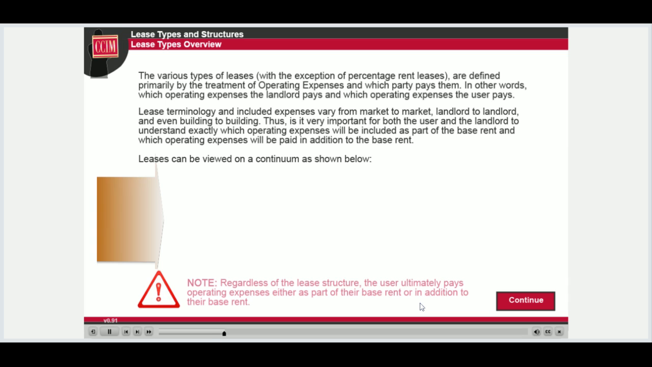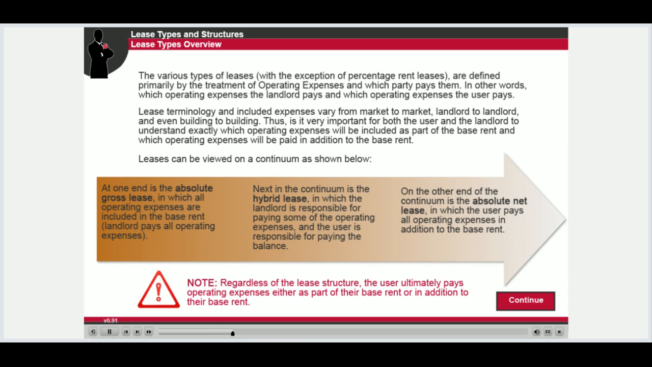The various rent leases are defined primarily by the treatment of operating expenses and which party pays them. In other words, which operating expenses the landlord pays and which operating expenses the user pays.